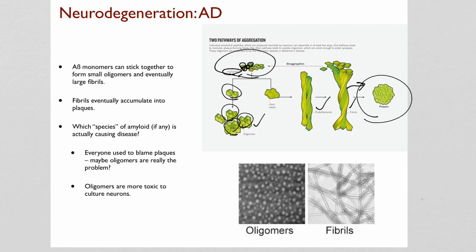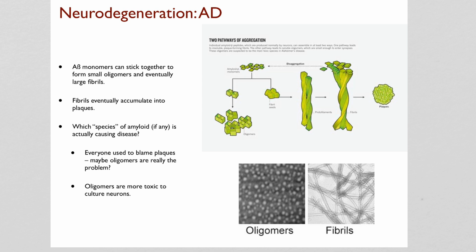Is it monomers that are toxic? That's unlikely because even healthy people have amyloid monomers floating around in their brain. Is it the plaques? Is it the fibrils? Is it the oligomers? There's a lot of data on this that I don't really have time to go into, but there is very, very strong evidence to suggest that the oligomers are actually the most toxic form of amyloid.